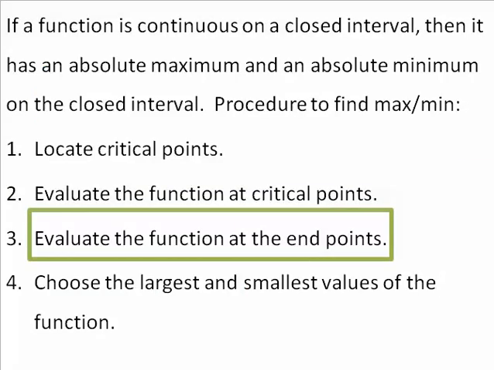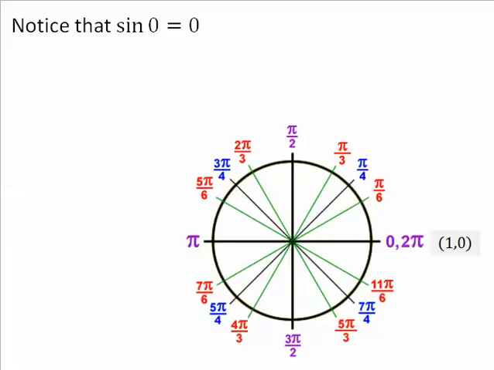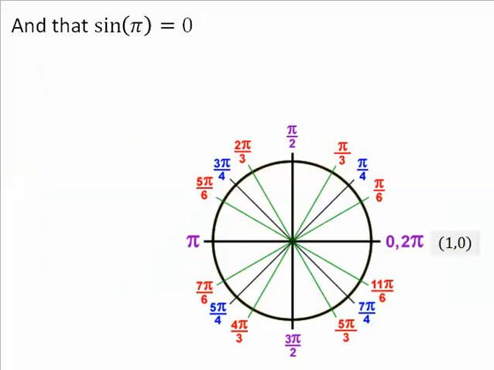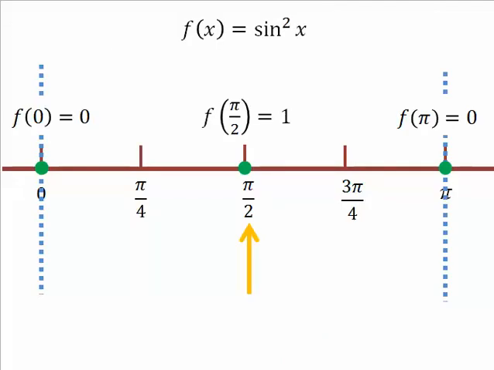How about evaluating the function at the endpoints? Well, sine of 0 equals 0, and so f of 0 equals 0. And so our left endpoint has a height of 0. Okay, how about our other endpoint, pi? Well, sine of pi equals 0, and so f of pi equals 0. And so our other endpoint also has a height of 0.